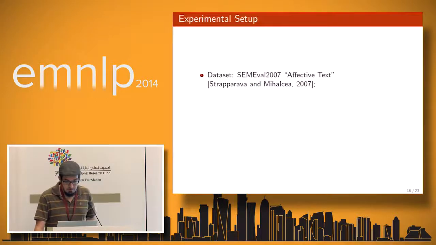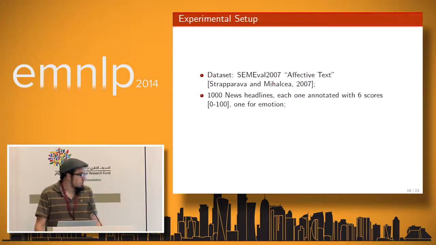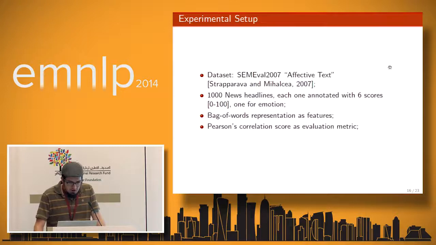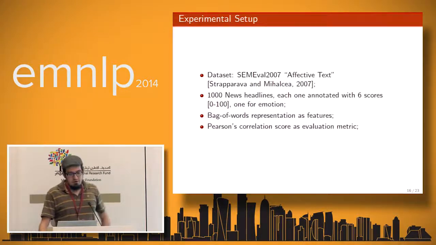Okay, so our experimental setup is we use the SemEval 2007 dataset, which is composed of 1,000 news headlines, and each headline is annotated with 6 emotions. Our feature representation is bag of words. We do some lowercasing and lemmatization. And for the evaluation metric in terms of prediction, we use the Pearson score.